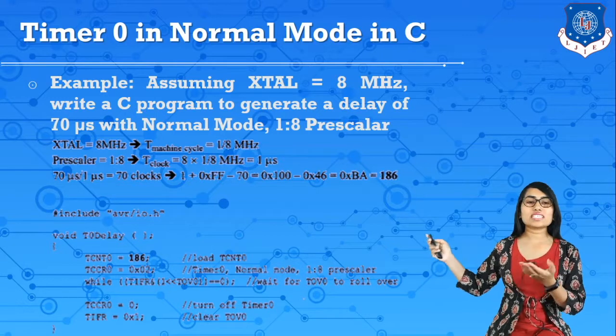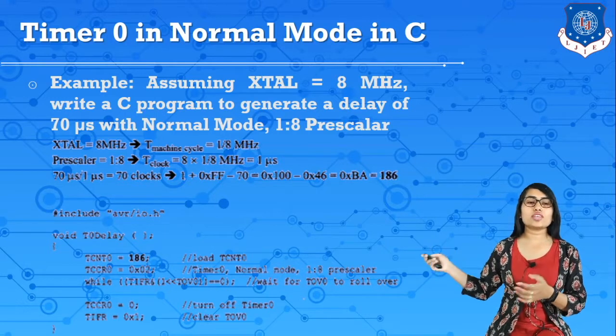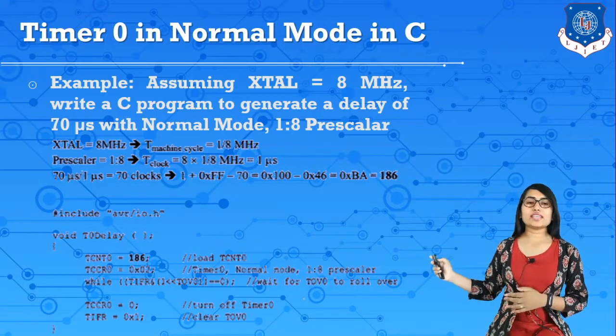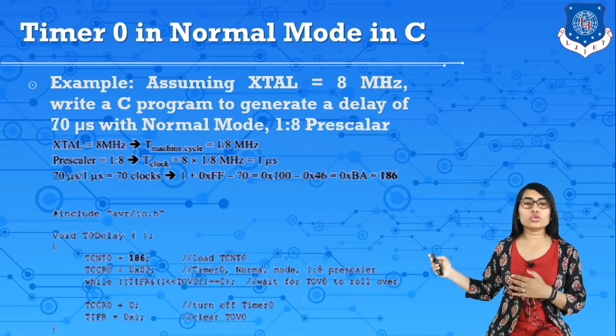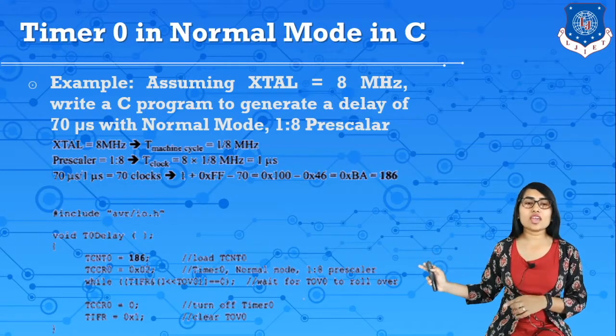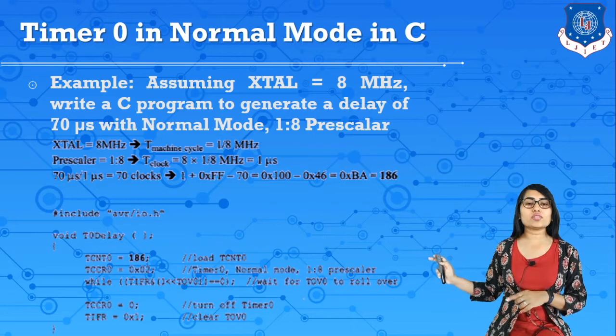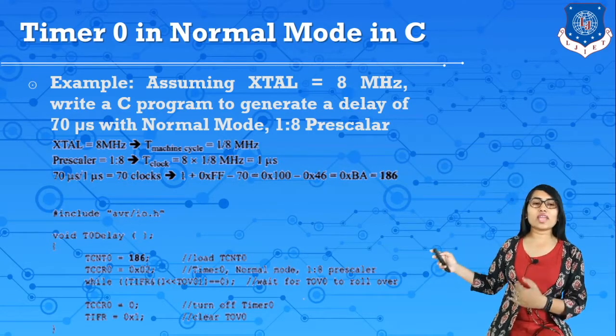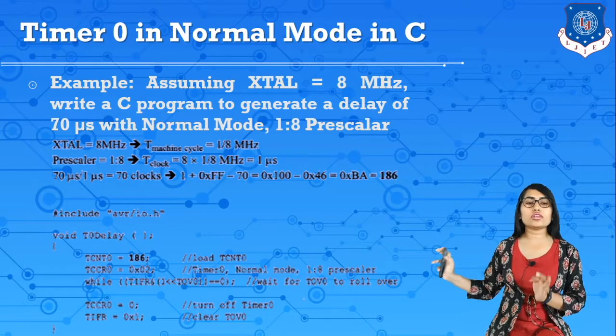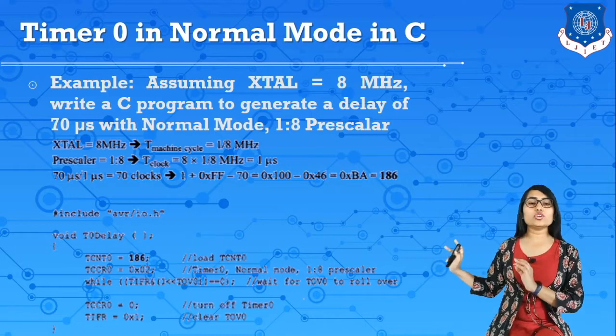So first include avr/io.h, then use void T0delay, and then TCNT0 is equal to 186, then TCCR0 is equal to 0x02. So load the values: timer 0, normal mode, prescaler 8, that's why it is 02. Then while TIFR and 1 shifted into TOV0 equals 00, wait over here. Whenever it becomes 1, then execute next: TCCR0 is equal to 0, TIFR is equal to 0x01. So it will clear the TOV0 flag.